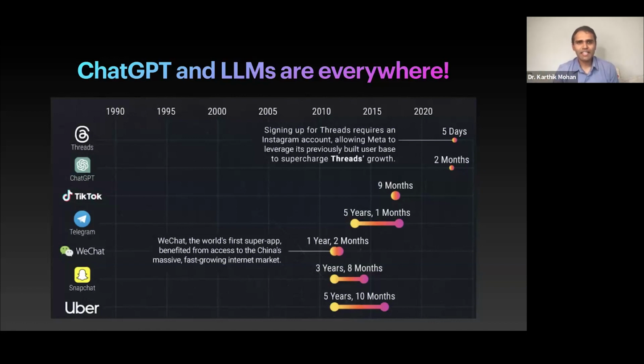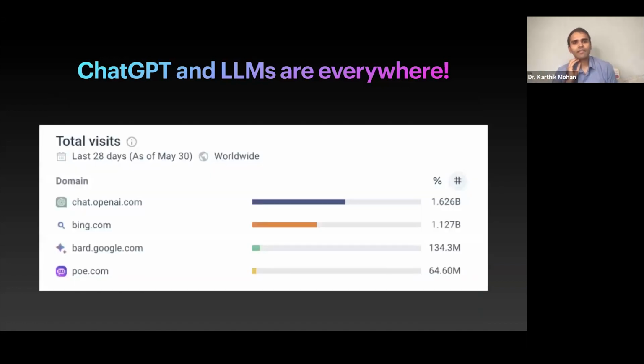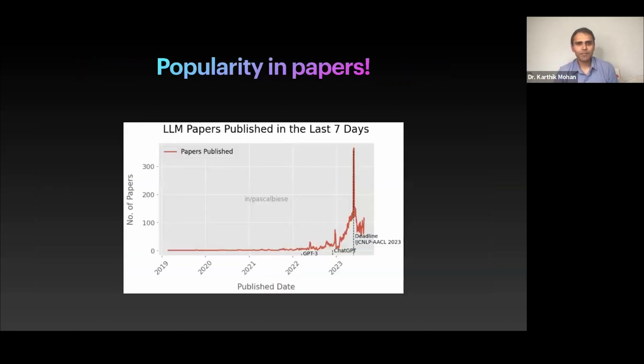It took 5 days. And if you look at this, this is a little bit old data. This is probably from last year. The total visits in the last 28 days across a few search engines and chat, OpenAI was in the order of billions. And so this just skyrocketed after the release of ChatGPT.